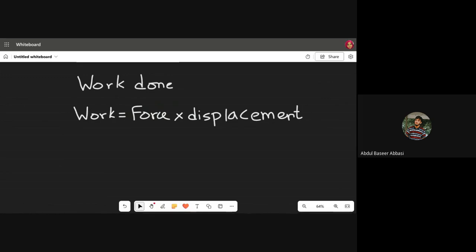Now, one thing over here is that the direction of the force and the displacement must both be parallel. So if you want to find out the work done, the direction of the force and the displacement must be parallel. Now, what's the reason behind this? Let me just write it down and tell you.